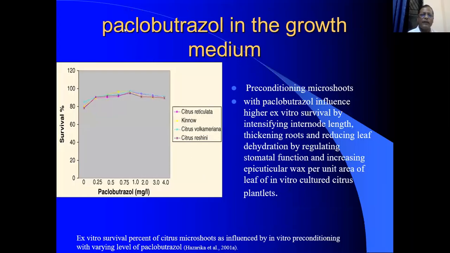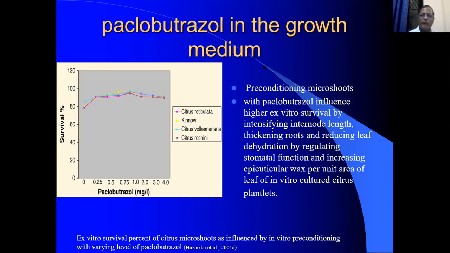And if you see, paclobutrazol is one such chemical. In vitro survival percent of citrus microshoots as influenced by in vitro preconditioning with varying levels of paclobutrazol was tested, and it was published in 2001. So you see, preconditioning microshoots with paclobutrazol influenced higher ex vitro survival by intensifying the internodal length and thickening of the roots, and reducing leaf dehydration by regulating stomatal function and increasing epicuticular wax per unit area of leaf of in vitro cultured citrus plants. So this was studied for citrus plants, and this will be similar for some other plants also.